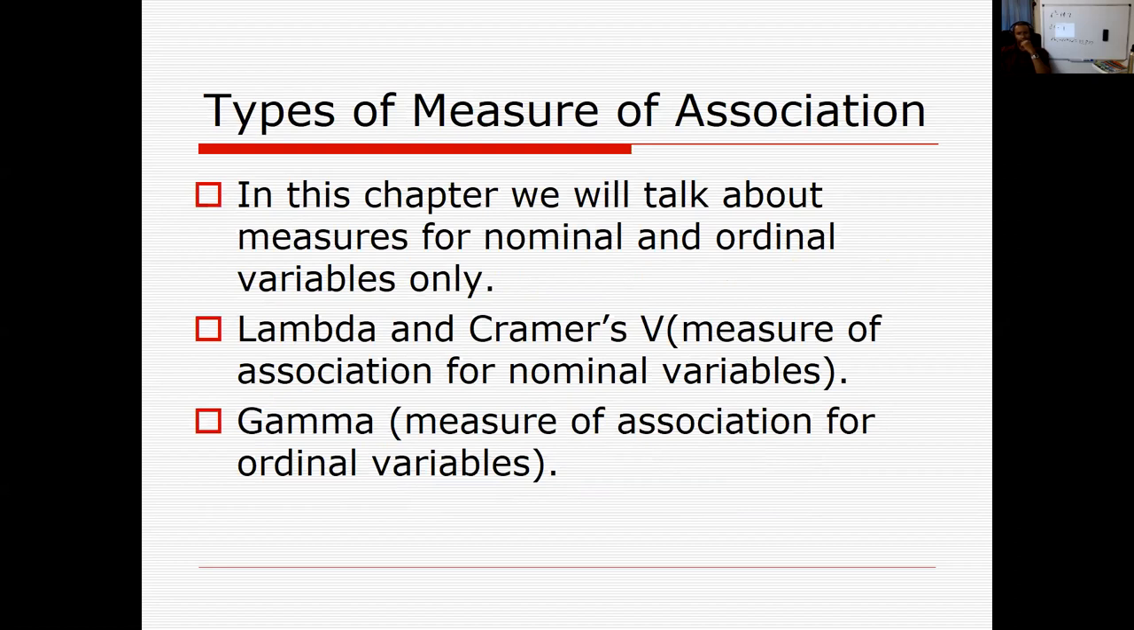In this chapter, we're going to talk about measures of association for both nominal and ordinal variables, okay? We're going to discuss lambda and Cramer's V for nominal level data. So if you have nominal variables, you're going to use lambda and Cramer's V. And if you have ordinal level variables, you're going to use gamma, okay? Gamma is a measure of association for ordinal level variables. Lambda and Cramer's V are measures of association for nominal level variables.